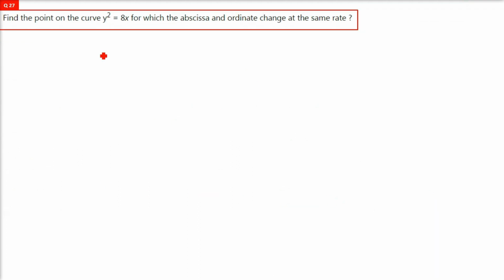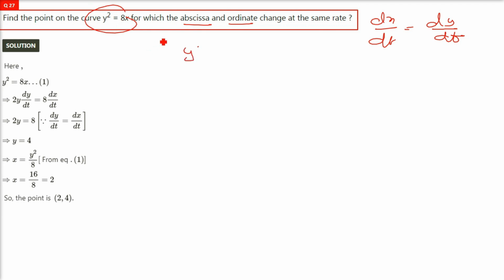Find the point on the curve y square equals 8x for which the abscissa and ordinate change at the same rate. So dx by dt is equal to dy by dt, as given in the question. So the curve we have to differentiate: y square equals 8x. Just differentiate both the sides.